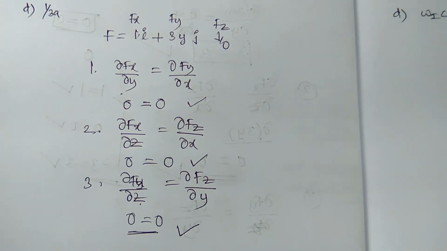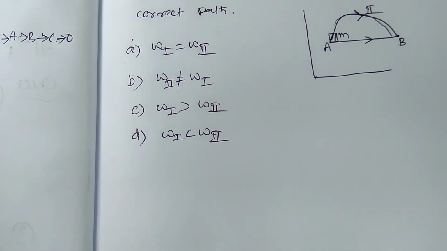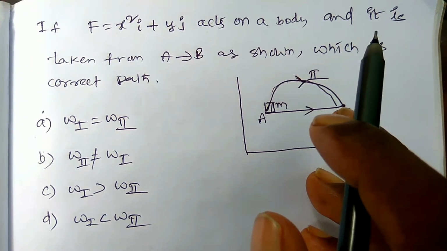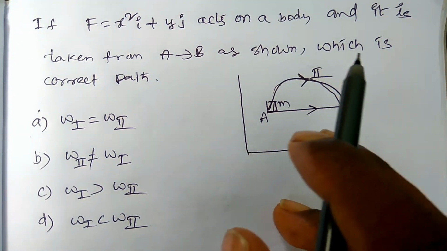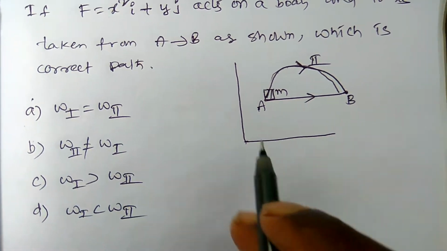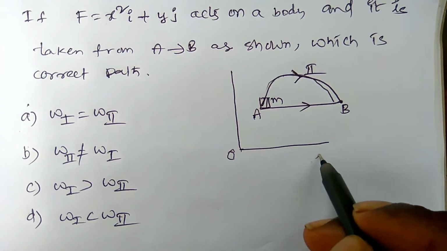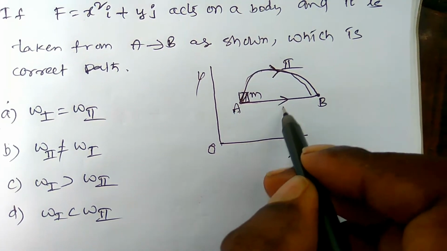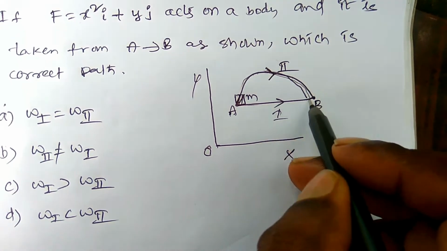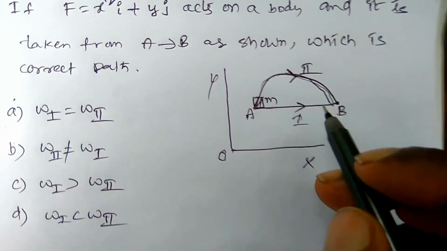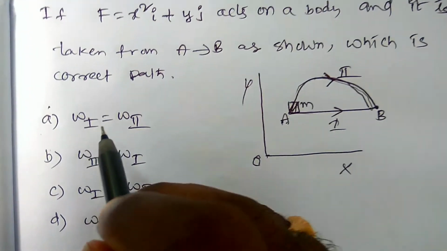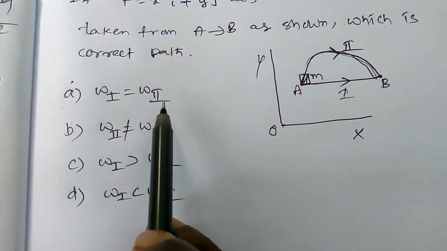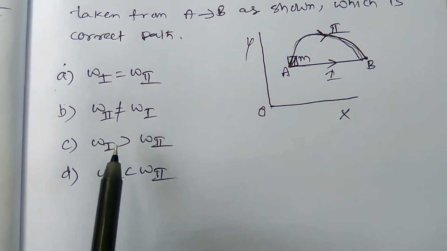Okay, and one more model. If F is equal to x square i plus y j acts on a body and it is taken from A to B as shown, which is the correct path? This is the body having mass m at point A. This can be the first path A to B, and this can be the second path A to B. So which path is correct? Let us write. At first, option A: work done through path 1 is equal to work done through path 2, W1 is equal to W2.